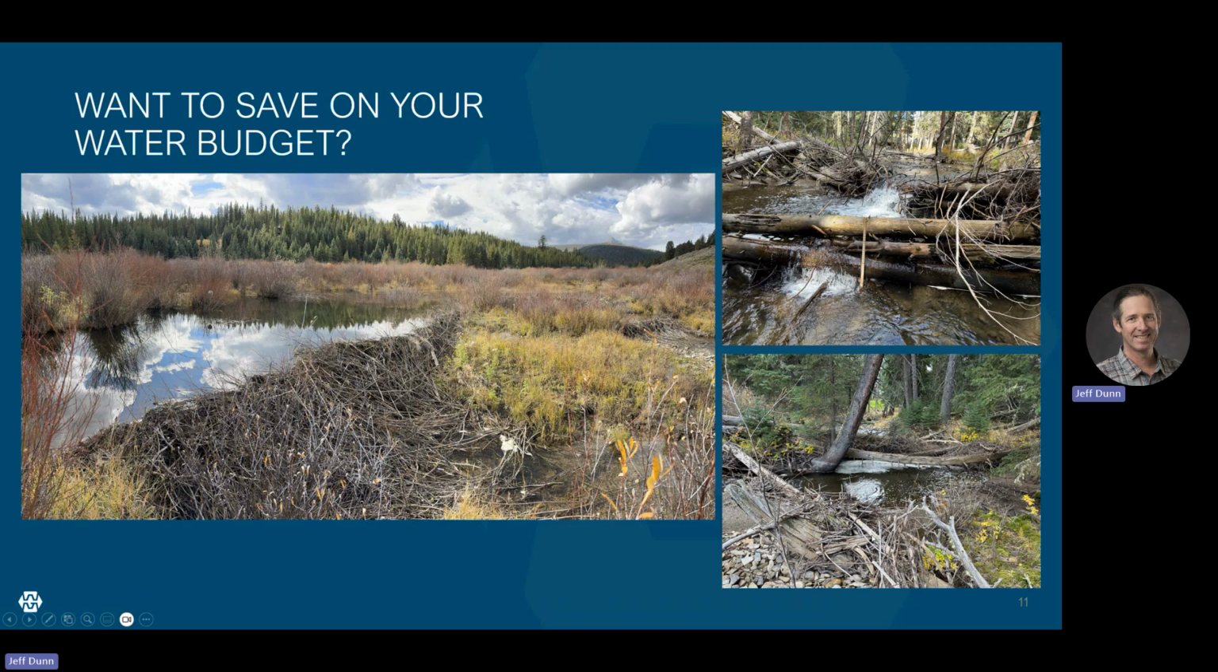All right, you want to save on your water budget? Things that do it naturally include the beaver dams on the landscape and the meadow ecosystems, and logs and log jams and cascading pools in the steeper mountain reaches.